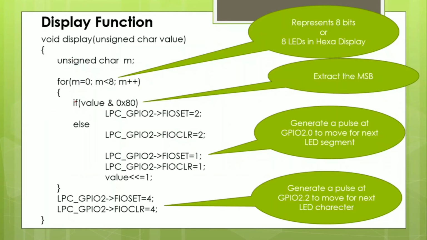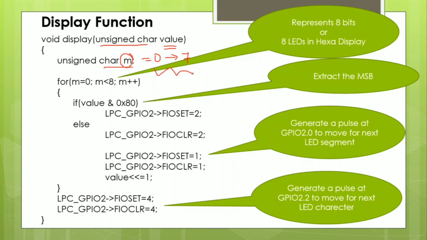Okay, so next is the display function. Coming to the display function, I told you before, you have unsigned character as the data type. The variable is value. Now I am taking an unsigned character m. Either you can take it as a character or you can also define it as an integer. I need one more variable for the iteration, therefore I am taking m here. What is the value of m? m should vary from 0 to 7.